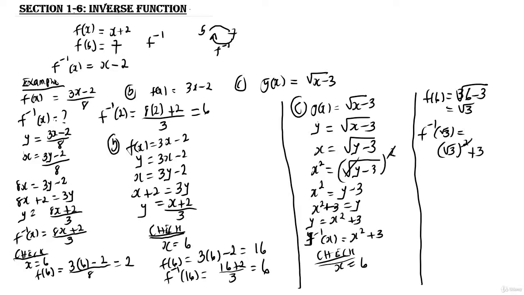So this square is going to cancel this square root. So this is going to be 3 plus 3, which is going to give us 6. So guys, as you can see, we got back the same value of 6. So this is indeed the inverse of this function. So guys, this is how we solve the inverse of a function.